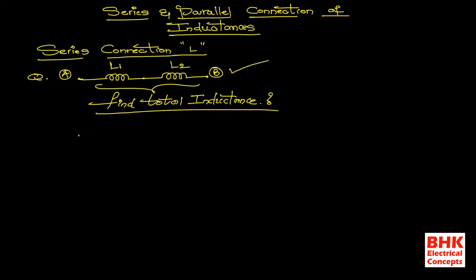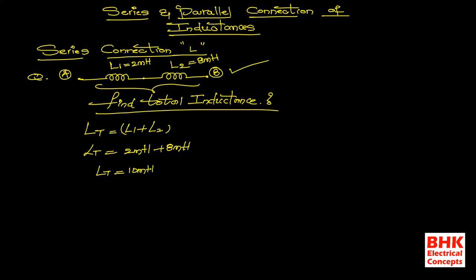When inductances are connected in series, the total inductance LT is equal to L1 plus L2. For example, L1 is 2 millihenries and L2 is 8 millihenries. We directly substitute the values: 2 millihenry plus 8 millihenry, so the total inductance is 10 millihenry. So when two inductances are connected in series, we can directly add the inductance values like this.